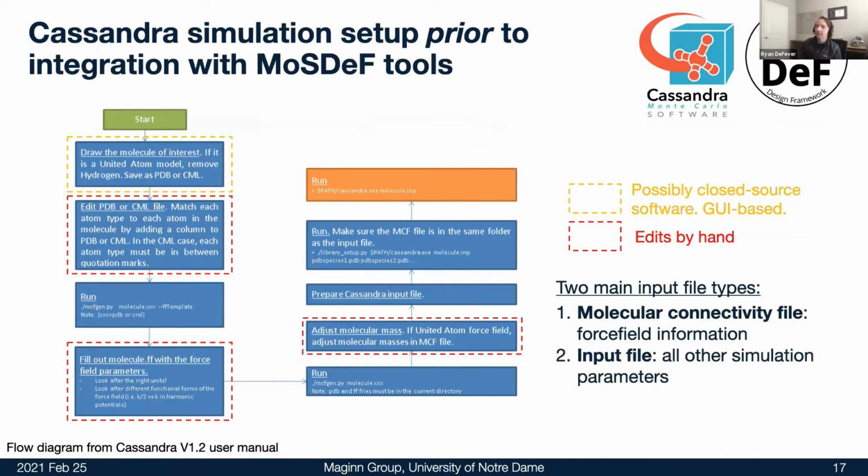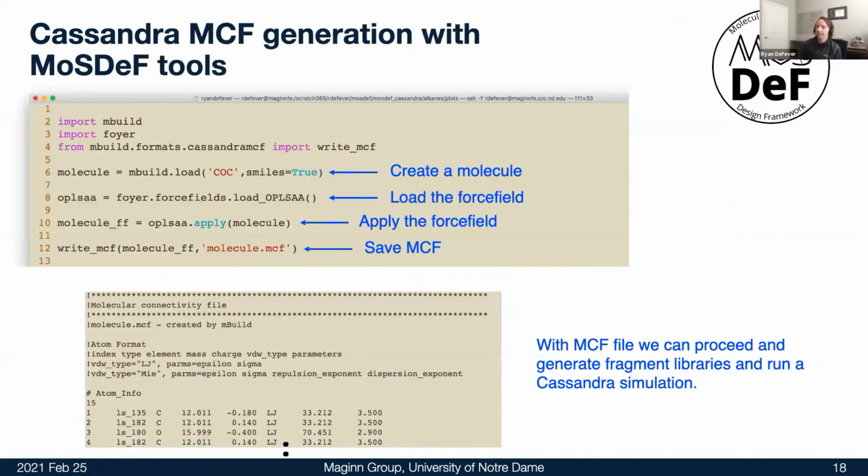Ultimately, to run a simulation in Cassandra, what we need is two input files: a molecular connectivity file, which is basically our force field information, and then an input file, which contains all the other parameters. To get the molecular connectivity file, I'm not going to show you the behind-the-scenes nitty-gritty, but I'm going to show you how you generate one now.